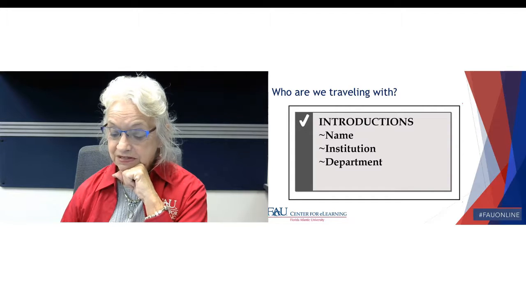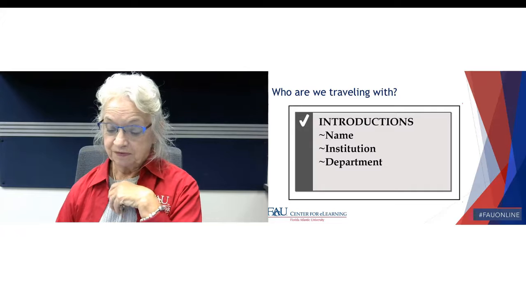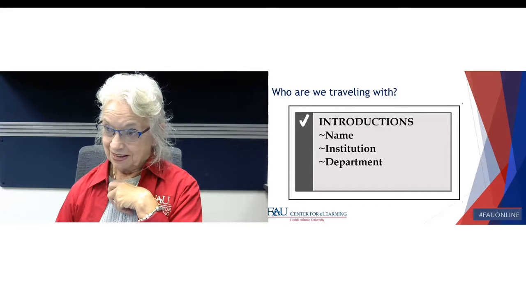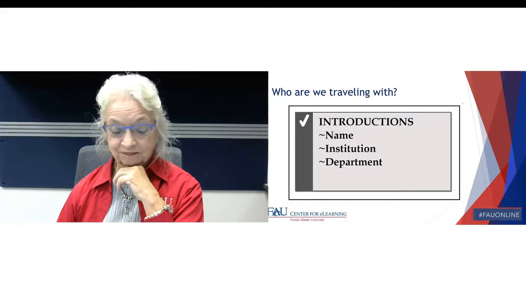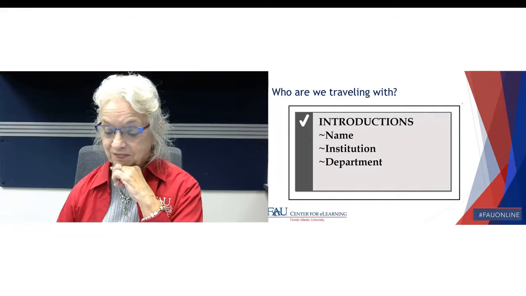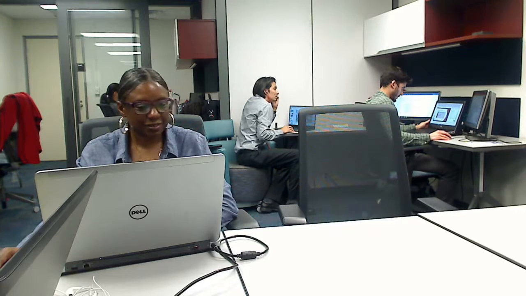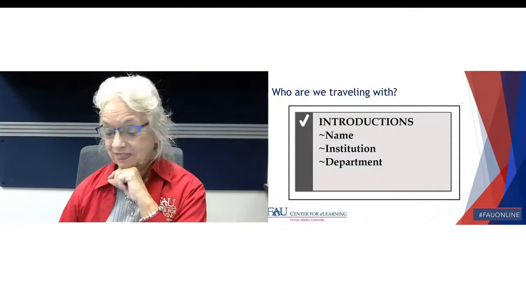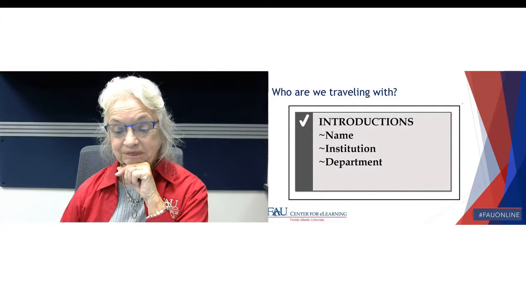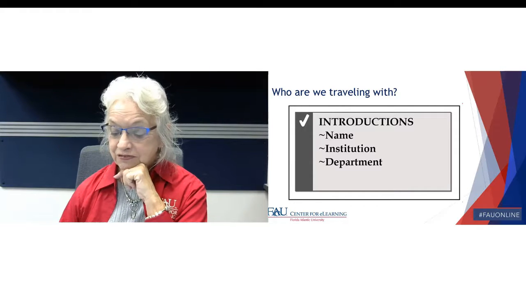Okay, and I see Ash and Tracy both have hands up. Go ahead, Tracy. I'm Tracy Hill at Florida Atlantic University, former curriculum and instruction master's student. All right. And Ash? Hi, my name is Ash Kinney. I'm an assistant professor of English at FAU. All right. Thank you for joining us.